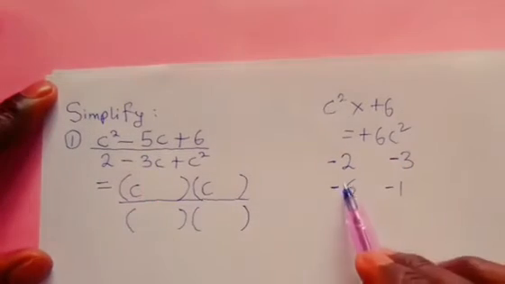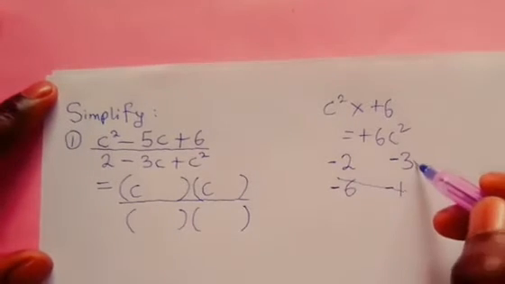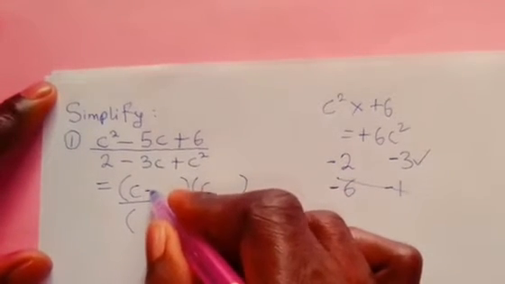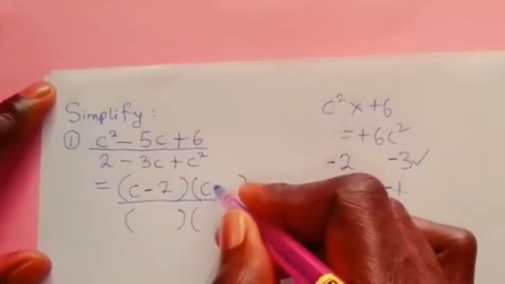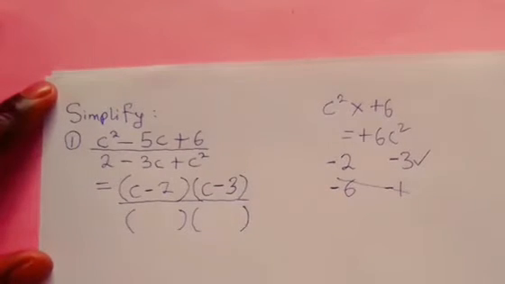Of these two factors, you can see that minus 2 minus 3 will give us minus 5, while minus 6 minus 1 will give us minus 7. So this is the wrong factor. We are going to choose this one instead. So we come here, we put our minus 2 and we put our minus 3. It's that easy.